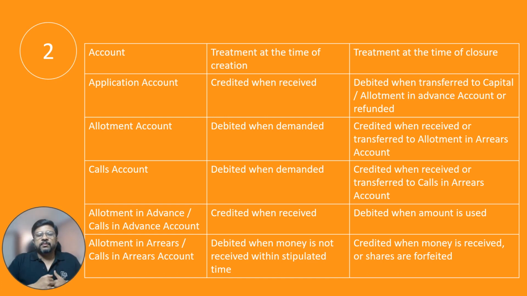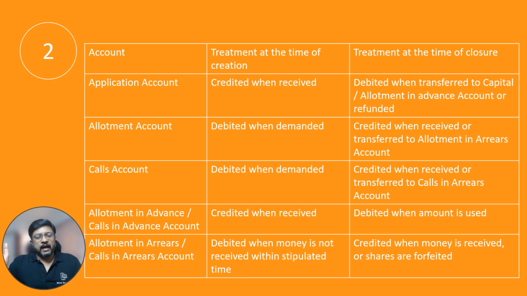Here remember application account, how it works. When the money is received, then application account is credited. So when application account comes for the first time in your books, it will always come on the credit side. Application account must be credited when it is recorded for the first time in your books of accounts. And then it is debited when it is either transferred to the capital, that is the shares are allotted, or allotment in advance, that is if some extra money is received and it is required to be kept aside for the purpose of allotment, or it is refunded. So application account creation is by crediting it and utilization or closure is by debiting the same.